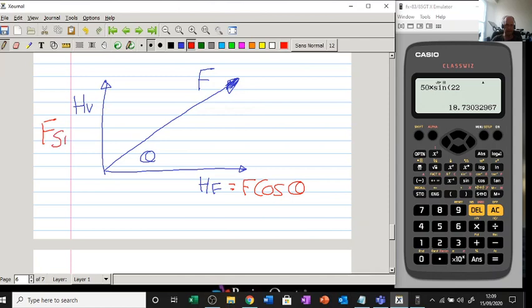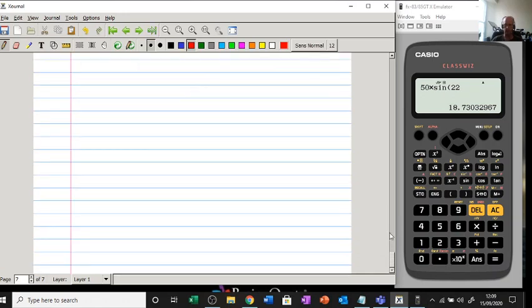F sine theta. Sine going up. F cos. Obviously, don't forget, everything coming that way is plus, everything coming that way is plus, anything coming that way is minus, coming that way is minus. Alright, so that's what you need to remember. F cos theta, F sine theta. That's all you need to remember. I'll do an example.